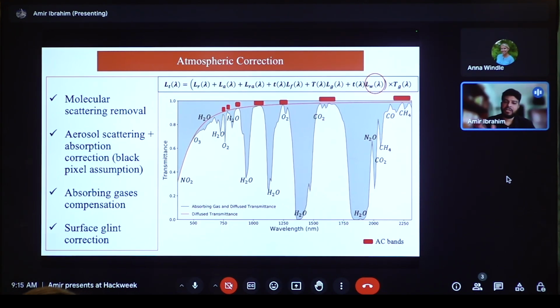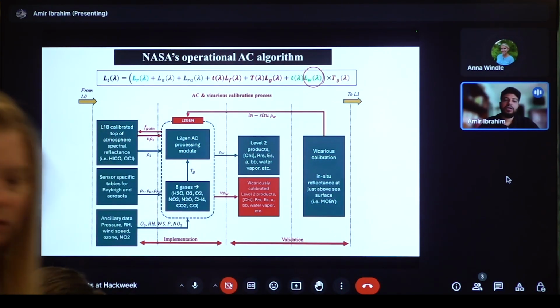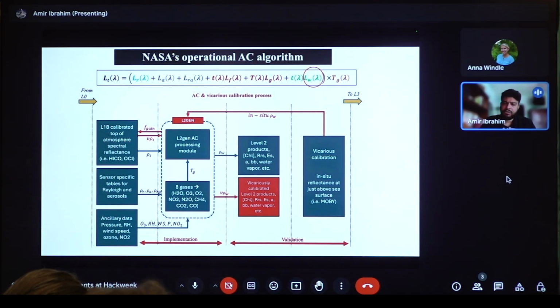If we don't do correction for these absorbing gases, we get a lot of bumps in the reflectance, and we could attribute that to changing biology, which is not true. So it's really important for us to do a proper gas correction, compared to multispectral heritage sensors that typically avoid these absorbing bands. So this is the same equation as before.